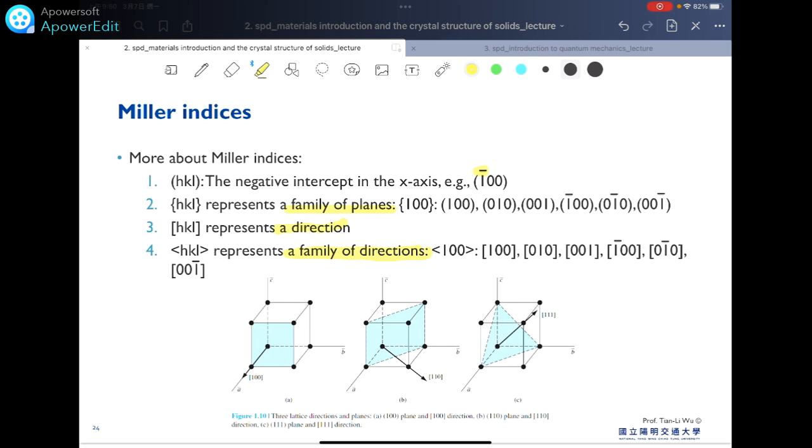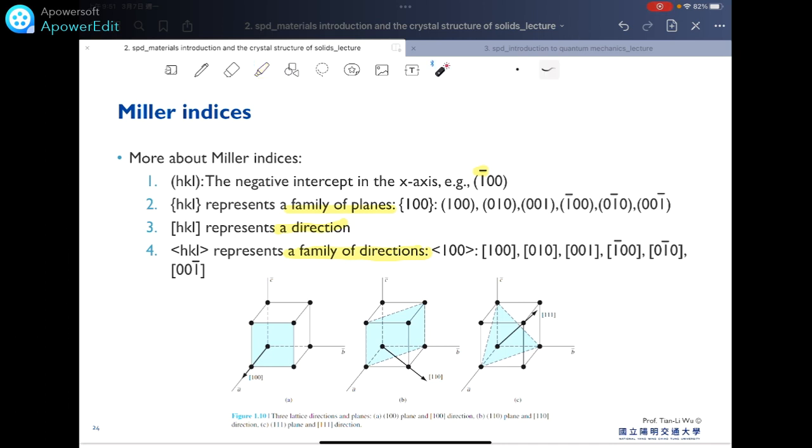And sometimes this small definition can also be useful. Later on, we will show that this is very old knowledge. This knowledge has been developed and lectured for many years, but right now it's still really useful. So later on, we will read one advanced paper, just published recently, where we still need this Miller index to help us define the plane here.